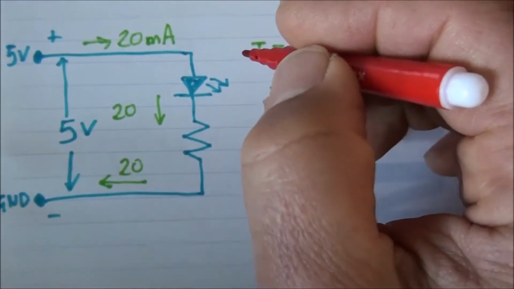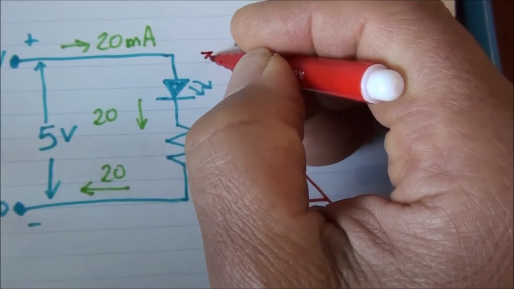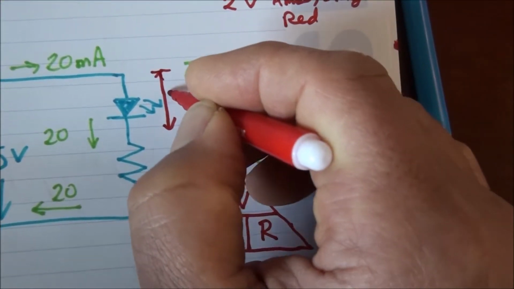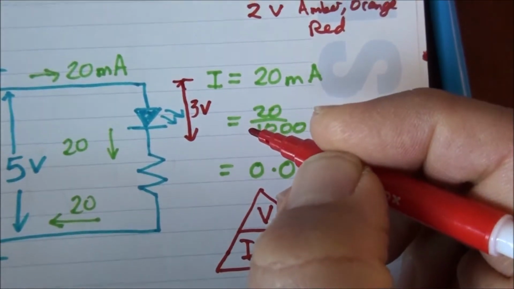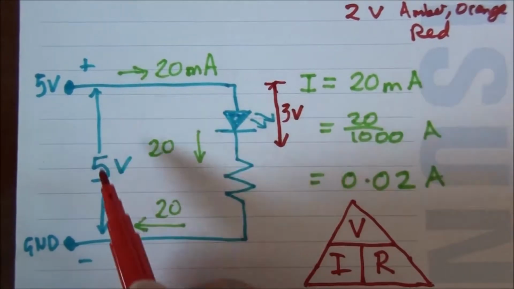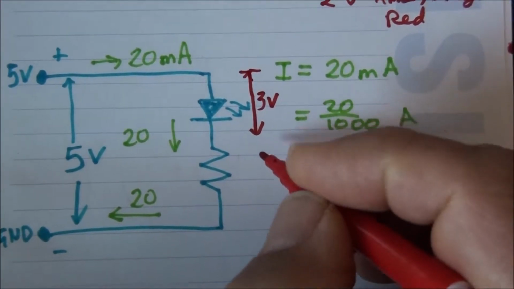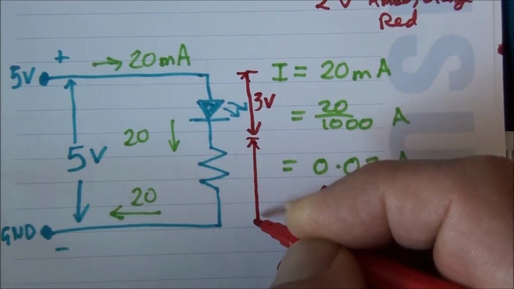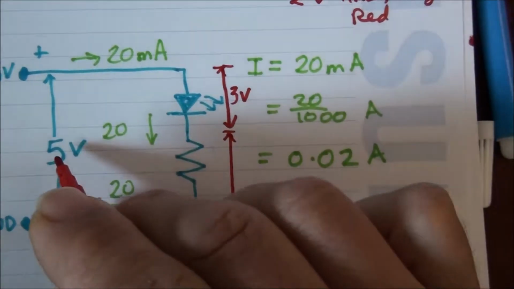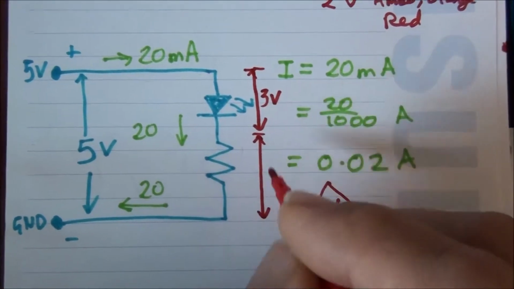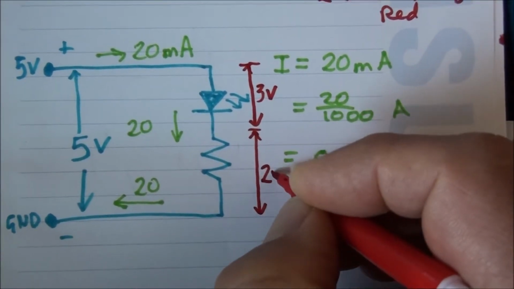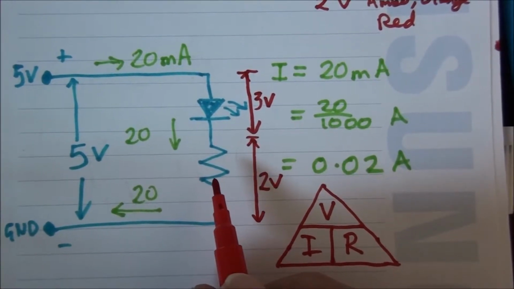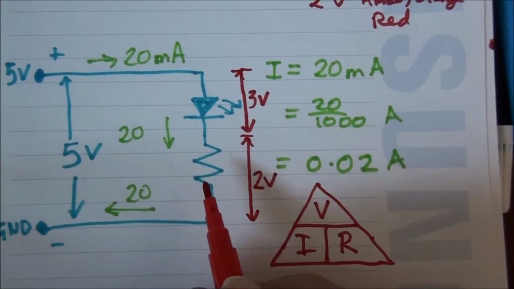Let's draw this on here. Down from there to there, the potential difference is 3 volts. Now remember my input supply is 5 volts. Therefore, virtually the rest of the voltage in the circuit is used up by my resistor, which is going to be 5 minus 3 equals 2 volts. So this resistor is going to use up 2 volts of energy, or electromotive force.